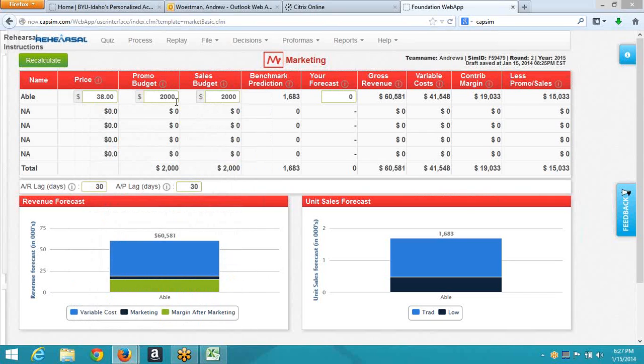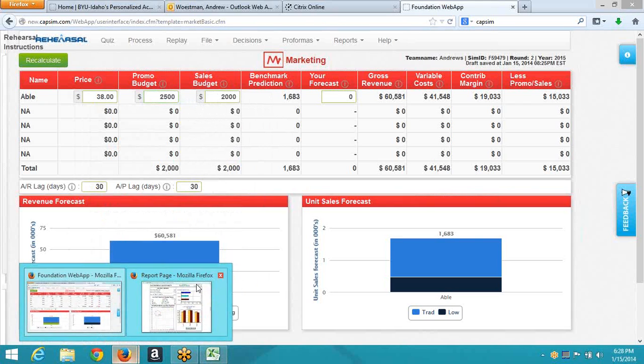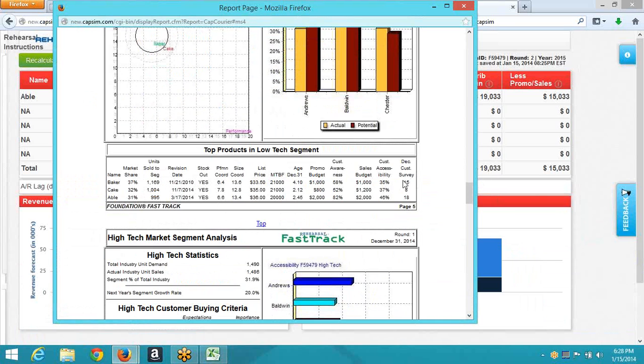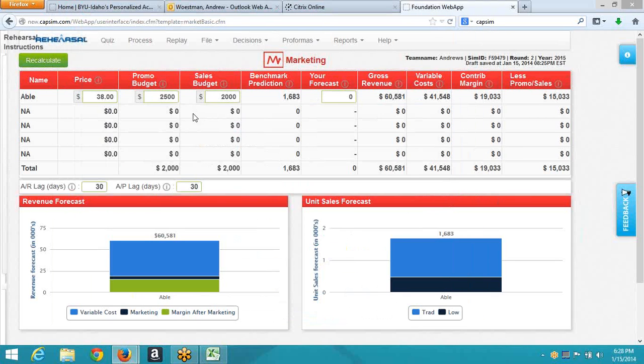So I have it at 2,000. I'm going to put it at 2,500 just because I want to get my awareness up, because I'm only on round 2, and my awareness, if you come down, isn't that good. It's only 82%. I want it to get up to 100%. It's above everyone else's, but I want 100%, right? So I put it to 2,500. And I'll just note that when it says 2,500, that's actually 2.5 million. Yes.